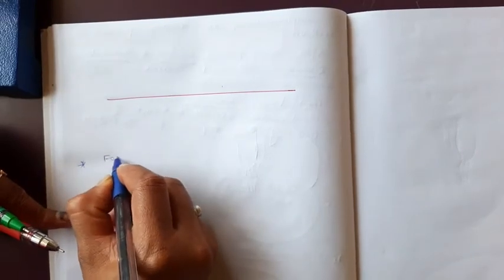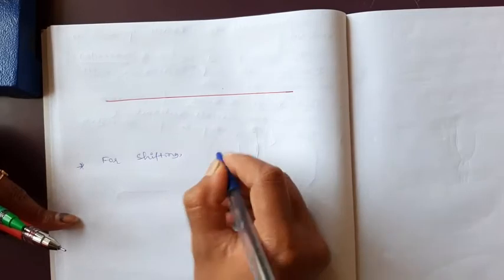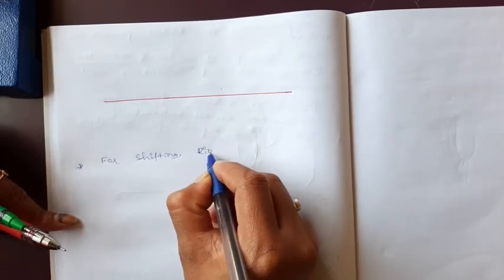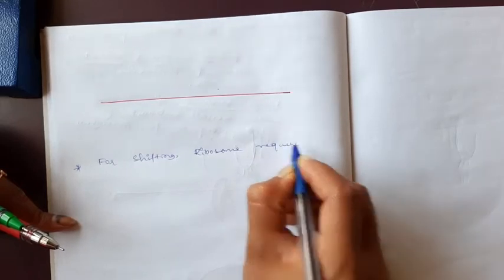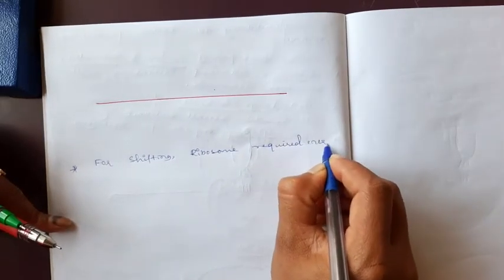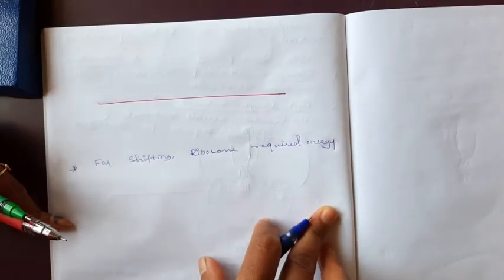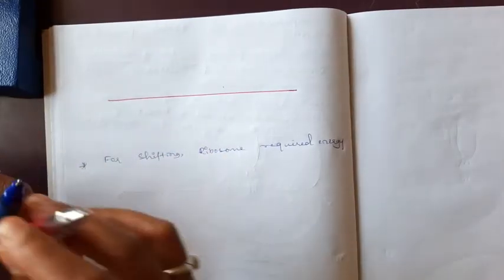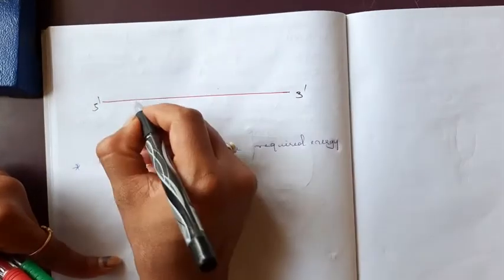For shifting the ribosome, energy is required. Okay, here 5 prime, 3 prime.